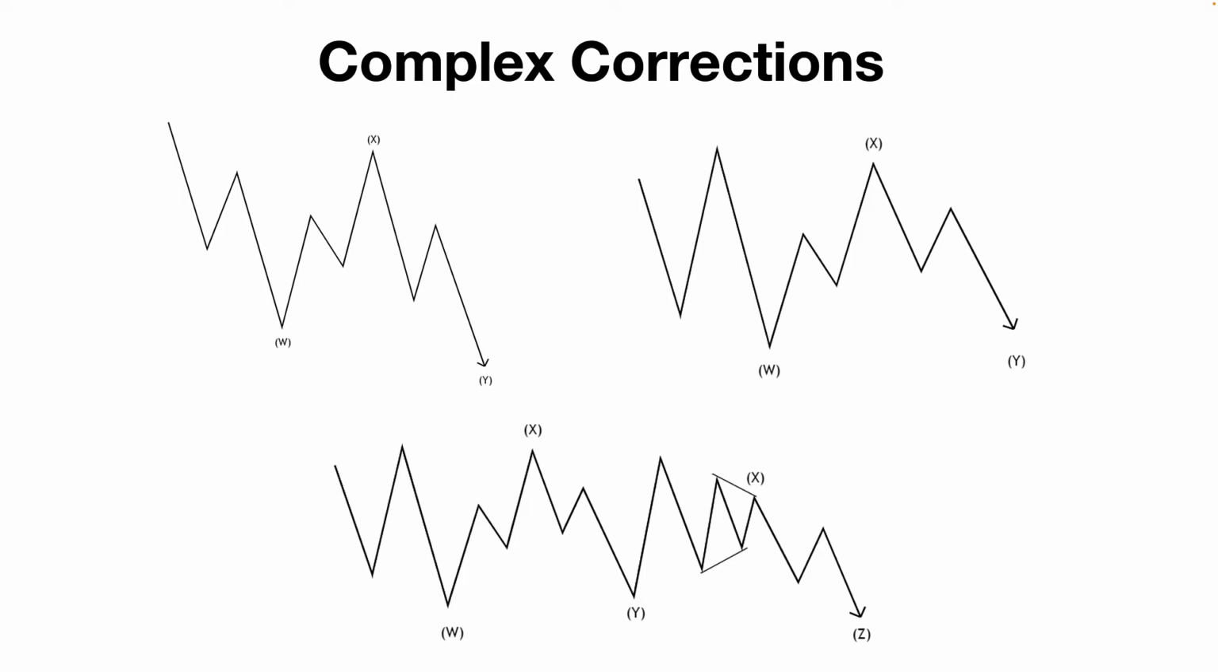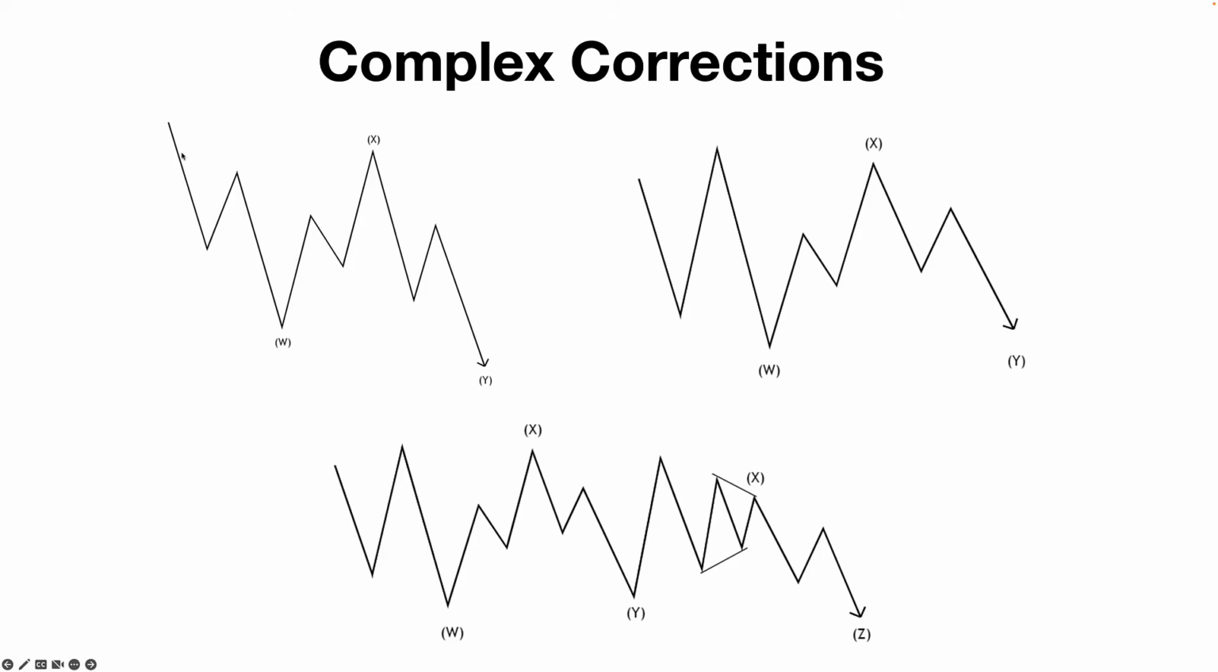as well. Complex corrections have, again, two shapes, right? Like all corrective sequences do. They either correct through time or through price. So a sharp corrective sequence that is complex in nature would be labeled a double zigzag, and that is this example on the left right here.